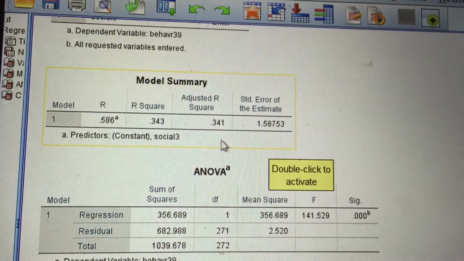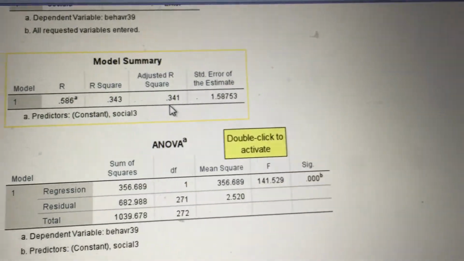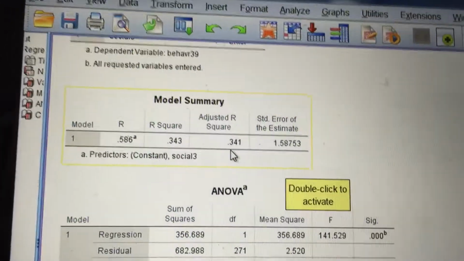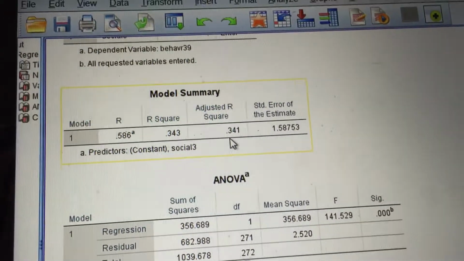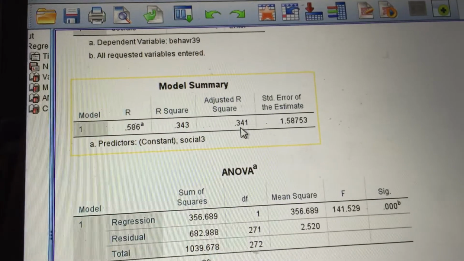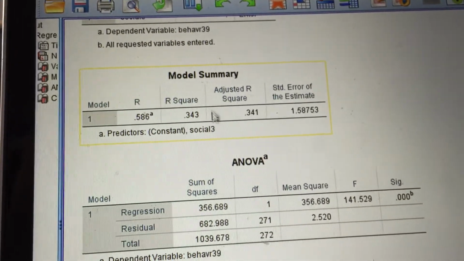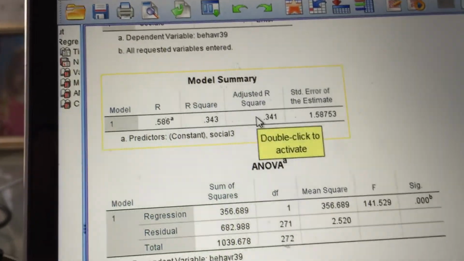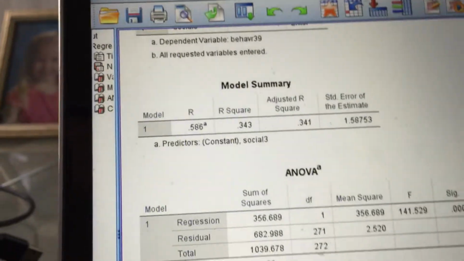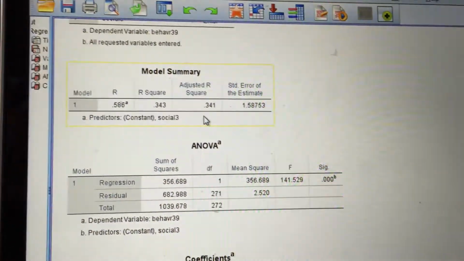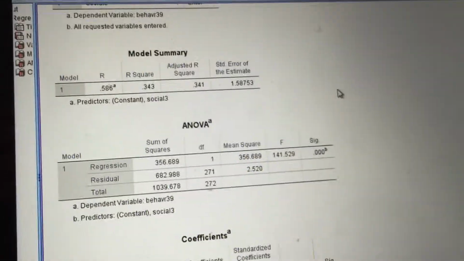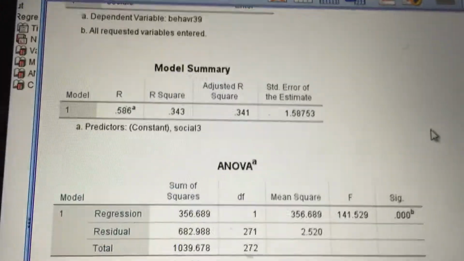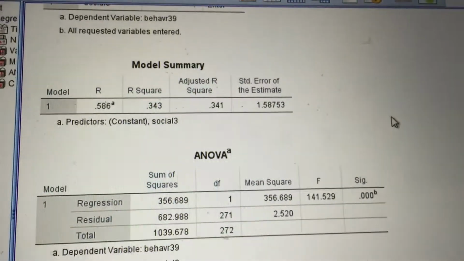Now the adjusted R-square tells us how well our linear equation can actually predict our dependent variable. And so we look at the adjusted R-square. This is always going to be more accurate than the R-square because it takes into consideration a number of factors, including our sample size. So we know by looking at this that our independent variable can predict approximately 34% of our dependent variable, which is really a lot.